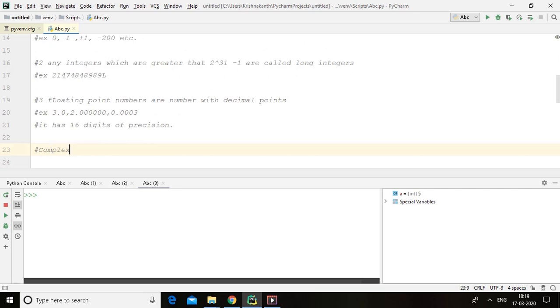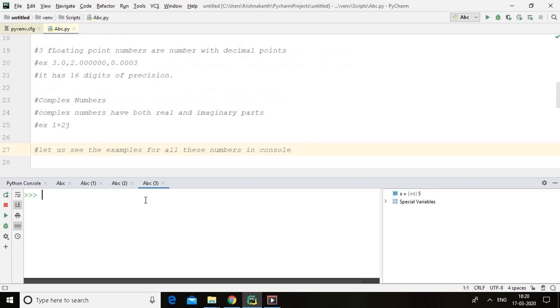Floating point numbers are numbers with decimal points. Complex numbers have both real and imaginary parts. Example: 1 plus 2j. Let us see the examples for all these numbers in console.